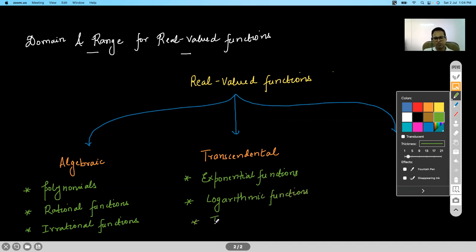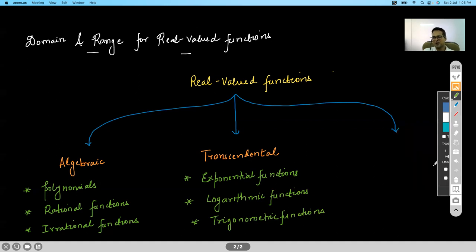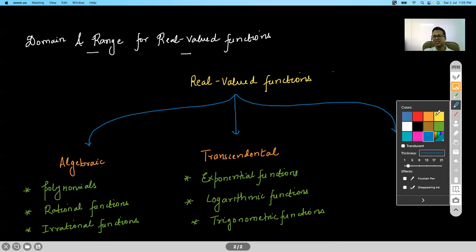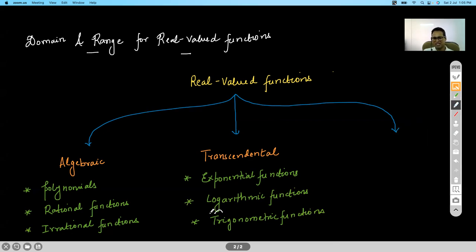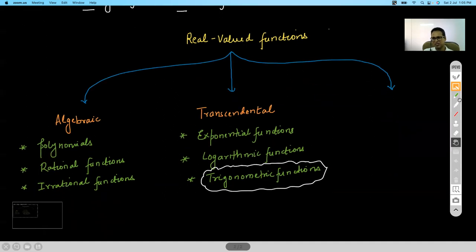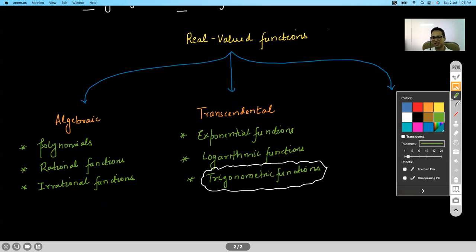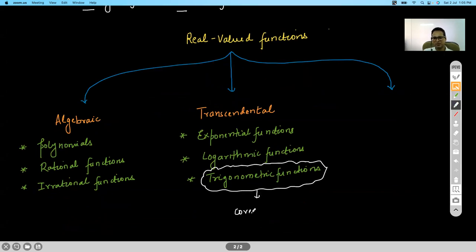And even though I'm listing it over here, we will not talk about trigonometric functions. Now, why will we not talk about trigonometric functions? Any guesses why we are not going to talk about domain and range of trigonometric functions? Because anyways, this is going to be covered under the trigonometry part. Okay, so I don't want the same topics to be repeated over and over again. So this will be covered under trigonometry. Okay. So immediately after functions, we'll start with trigonometry.